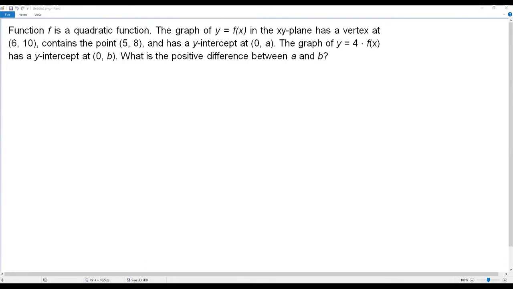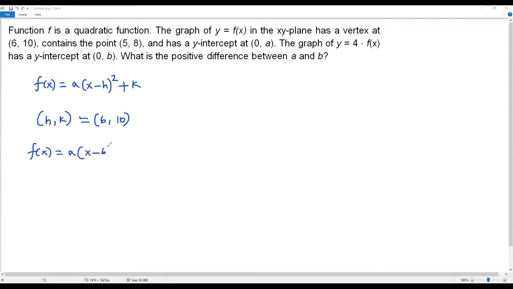Since f is a quadratic function defined as y equals f of x and has a vertex at (6, 10), we can write the quadratic function f of x in vertex form, that is f of x equals a times (x minus h) the whole square plus k. Here the vertex (h, k) equals (6, 10). So we plug in 6 for h and 10 for k. Then we get f of x equals a times (x minus 6) the whole square plus 10.